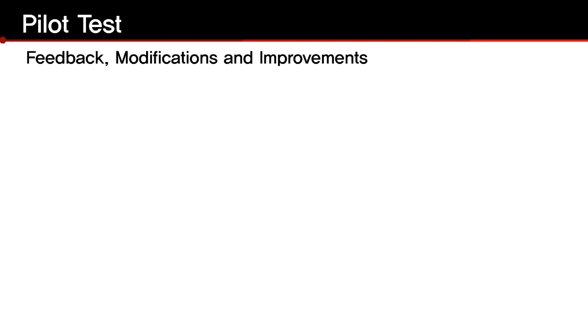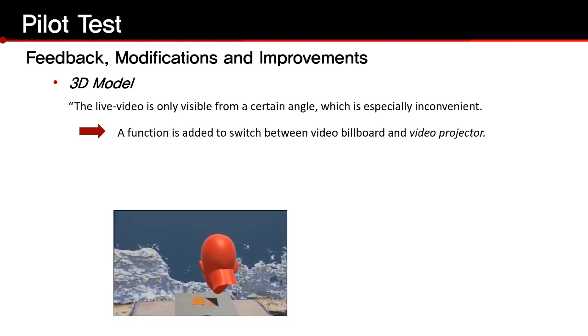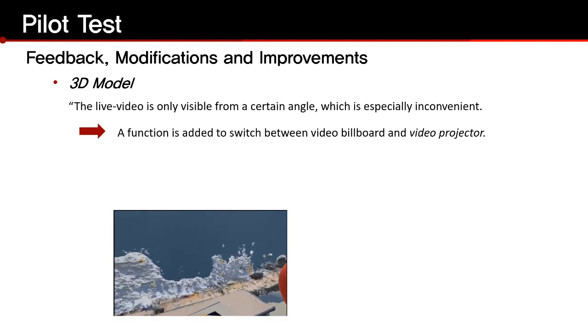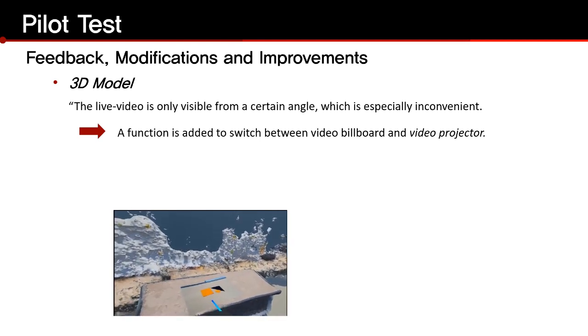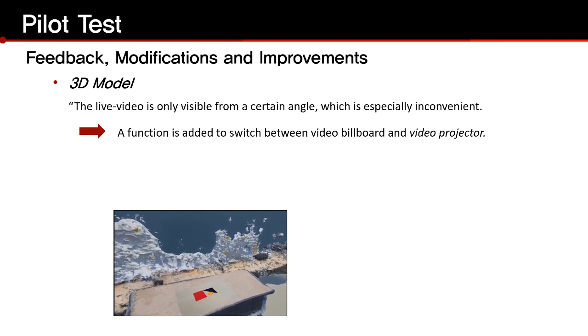There was also some feedback with the 3D model technique. As the current implementation uses a billboard, participants pointed out that the live video is only visible from a certain angle, which is especially inconvenient when instructing multiple users. A function is added so that the remote expert can switch between a video billboard and a video projector. The latter is implemented with projective texture mapping.